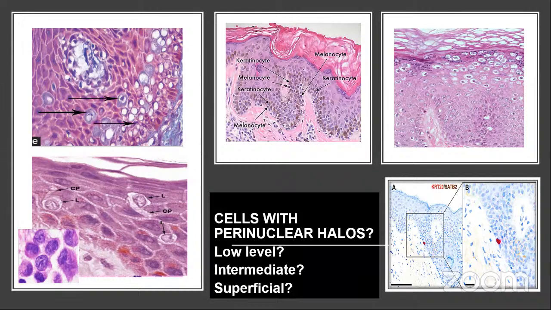So if it is at a low level, think of melanocytes, because these are non-keratinocytes, which are resident in the oral epithelium. Are they superficial or intermediate? You could have cells which are your Langerhans cells, which can appear clear with a coffee bean type of nucleus. You can have cells which have this clearing. The nucleus appears to be pushed to one side. Are we looking at a keratinocyte? Are we looking at a koilocyte? So check out the levels.